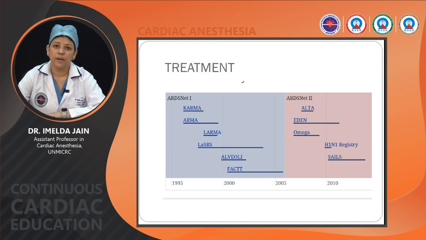Coming over to the treatment. The protocols for the treatment of ARDS are given by the Acute Respiratory Distress Syndrome Network. This network had started studies from 1995 till 2015. In this, they had conducted 11 studies, out of which 10 were randomized controlled trials and 1 was an observational study. The most pivotal study was the ARMA study.